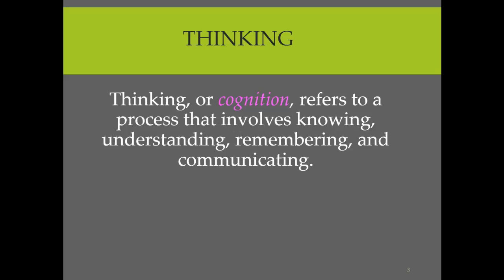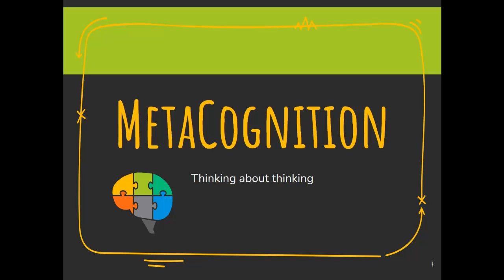Thinking or cognition refers to a process that involves knowing, understanding, remembering, and communicating, all parts of thinking. Metacognition, a big fancy word, means thinking about thinking. So when we're analyzing what we know, what we understand, what we don't understand, planning, all of that is metacognition. And really, this entire unit is metacognition because we are learning and thinking about thinking.